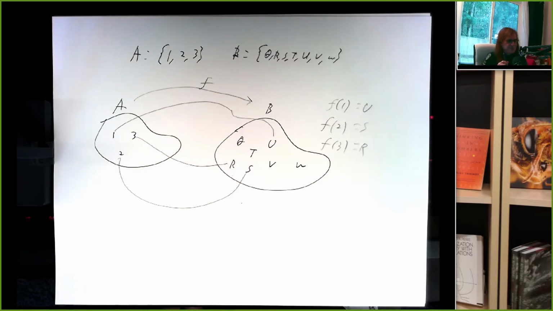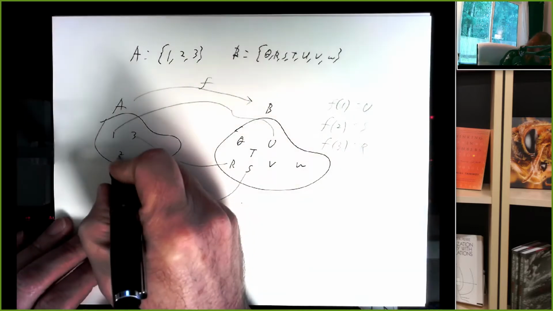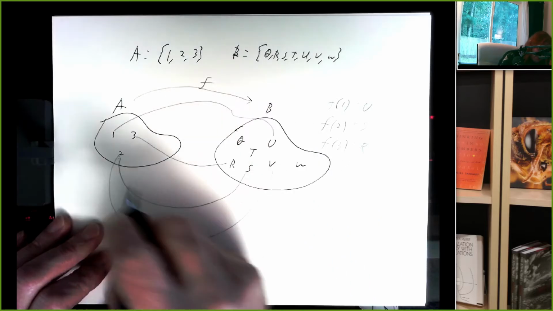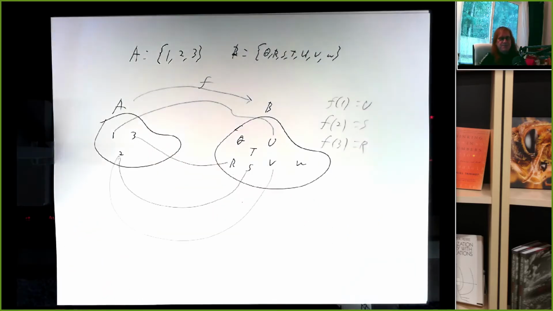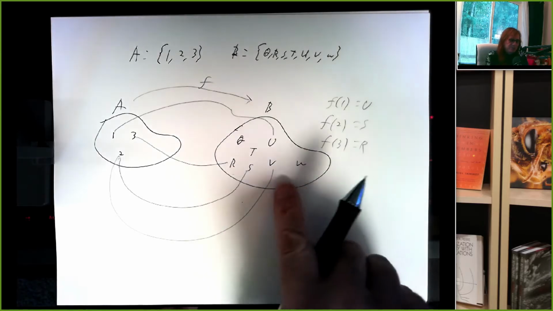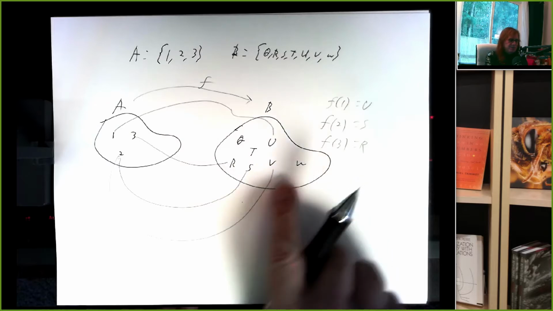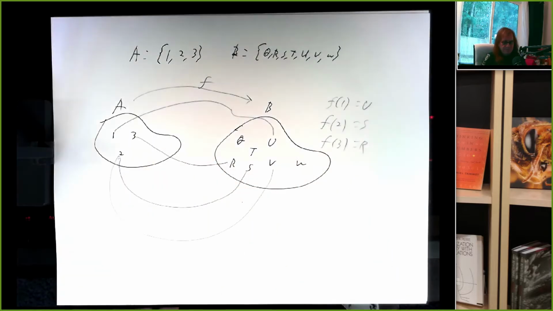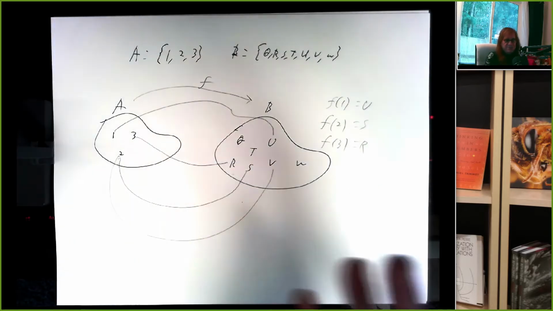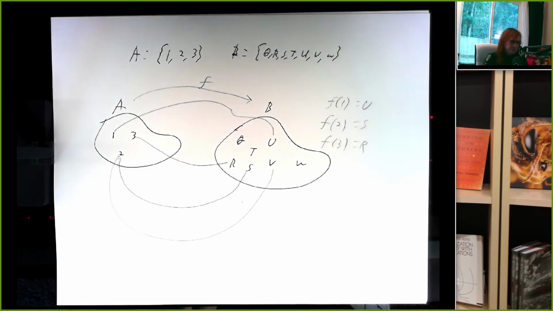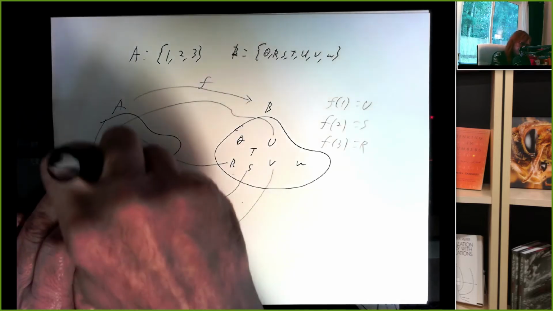Now here's something that's not a function. Suppose I said that 2 is associated with both S and W. It's not a function. I have to have exactly one thing over here associated with each element in A. This is the vertical line test that you learn in math classes.